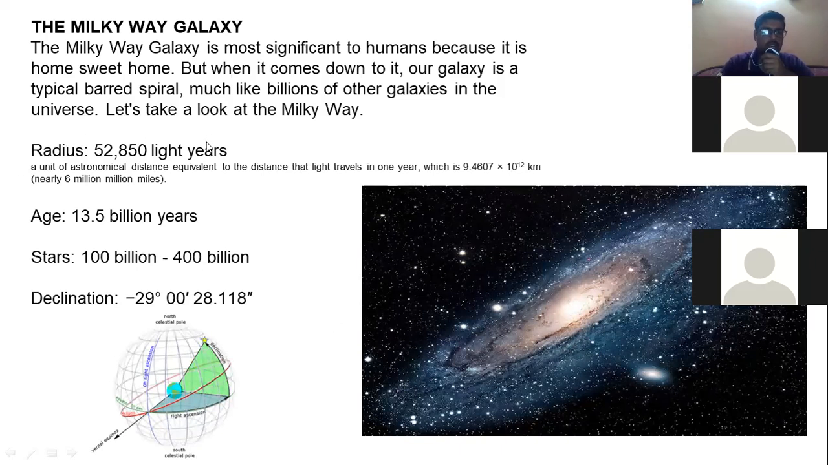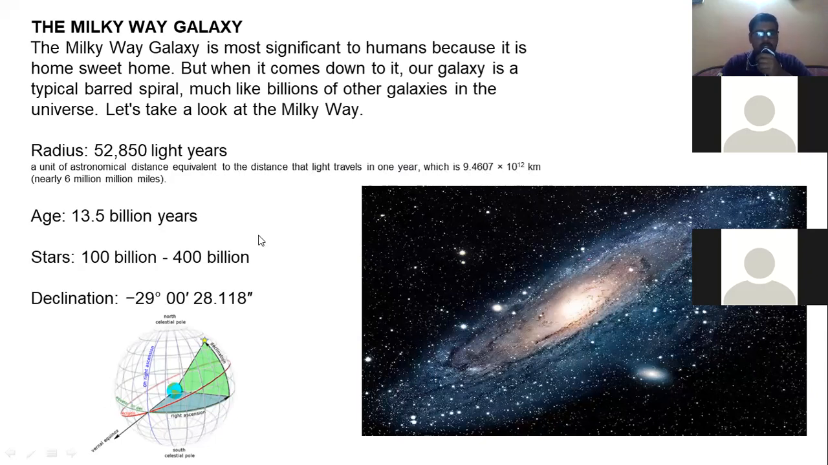The radius of our Milky Way Galaxy is 52,850 light years. And if we are more concerned with light years in astronomical distance, 1 light year equals 9.4607 times 10 raised to the power 12 kilometers, which is approximately 6 million miles.